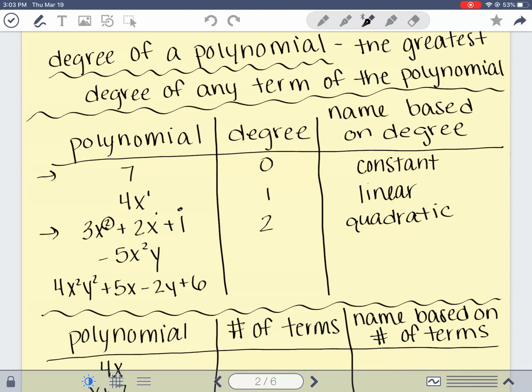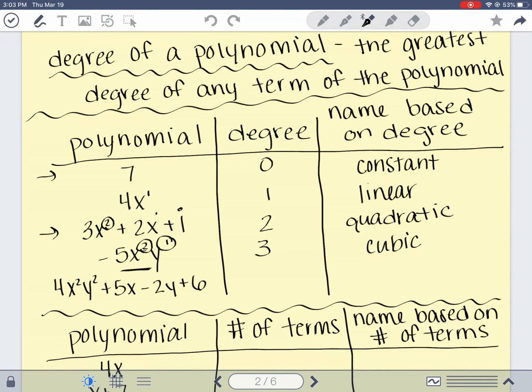The next one, remember, these are all stuck together, so they're being multiplied. So we've got our 2, and technically we have a 1 right here. So 2 plus 1 is going to give us a degree of 3. This is cubic.